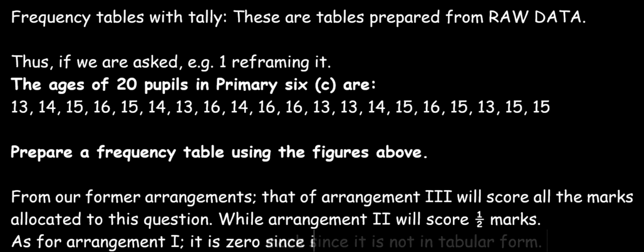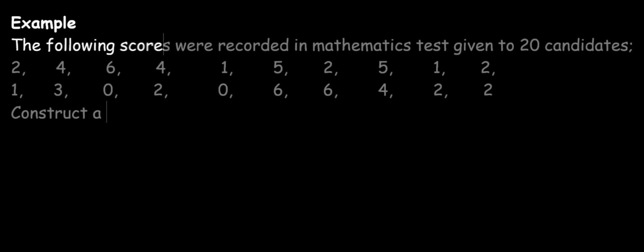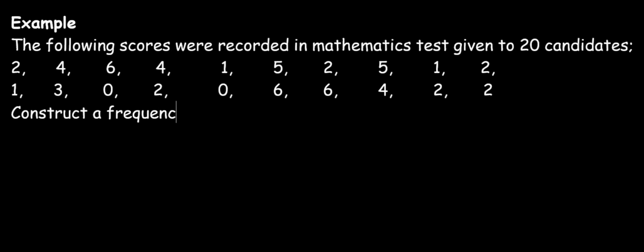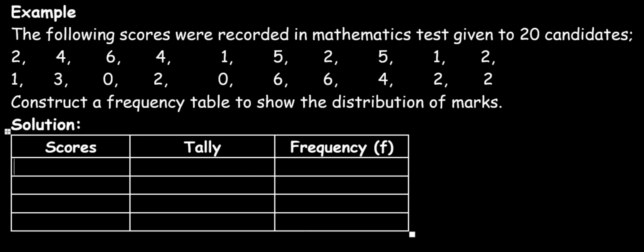As for arrangement 1, it is 0 scores, since it is not in tabular form. Example: the following scores were recorded in a mathematics test given to 20 students. Construct a frequency table to show the distribution of the marks. Solution. We have prepared a table that shows scores, tally, and frequency. The first number we take there, which is the lowest, is 0. 0 occurred twice, so it will be represented by 2 tally, and the frequency is 2.